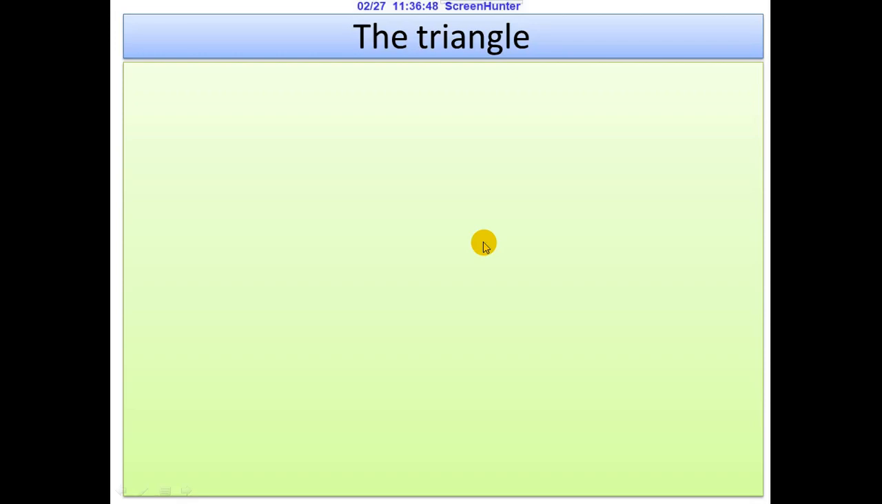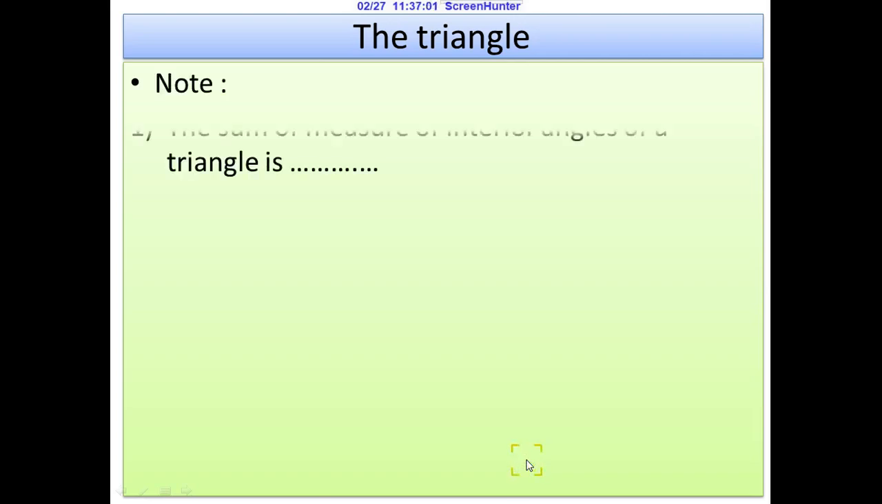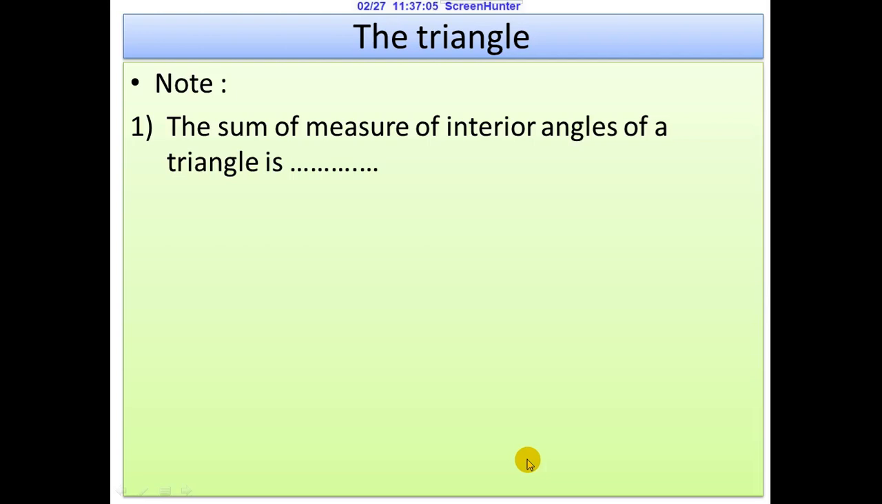My dear students, today we are going to talk about the triangle. We have studied the triangle before. Let's remember. Note: the sum of the measures of the interior angles of a triangle is what? It will be 180 degrees.